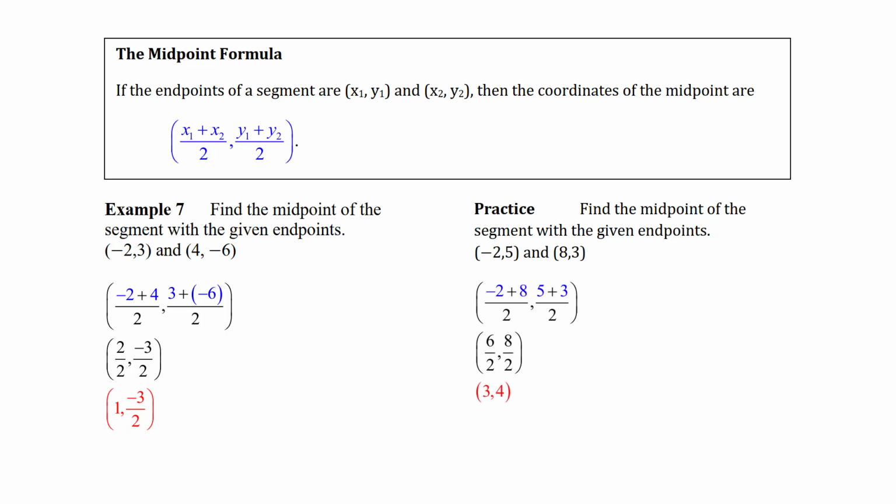Alright, so let's go over the solutions. First, we just substitute our points into the midpoint formula. We get ((-2 + 8)/2, (5 + 3)/2). After simplifying the fractions, we get (6/2, 8/2). Next, we just do the division. 6 divided by 2 is 3, 8 divided by 2 is 4. Our final answer for the midpoint is (3, 4).